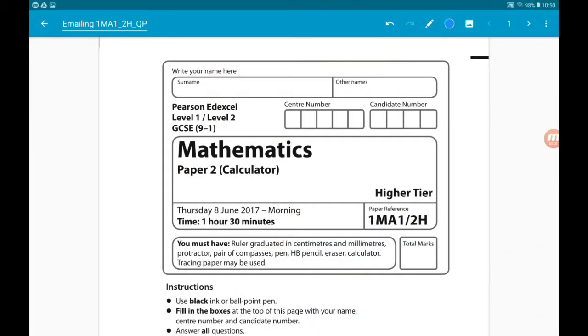Hey there guys, welcome to my walkthrough of the June 2017 Edexcel Higher GCSE Maths Paper 2, which is a calculator paper, so make sure you're armed with your calculator. Now I will say, this paper is pretty hard, so be warned, but that does mean it's really good practice for your exams.